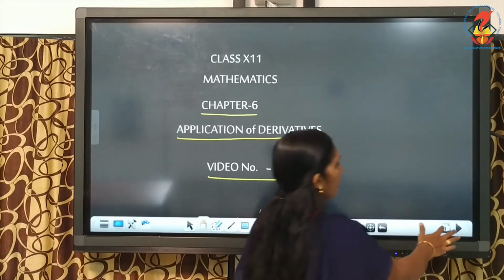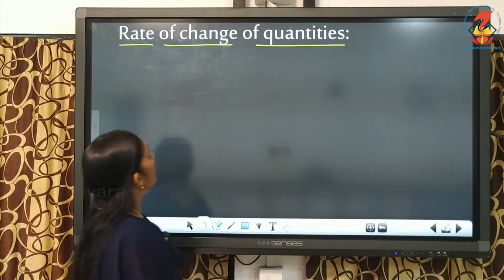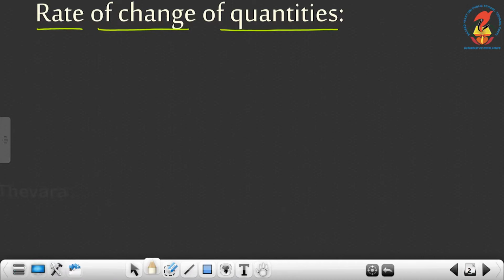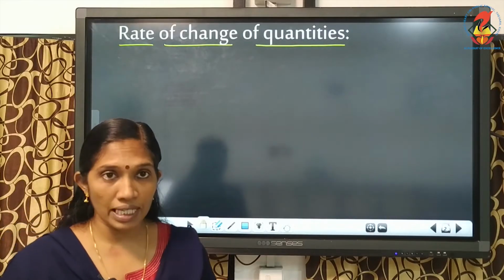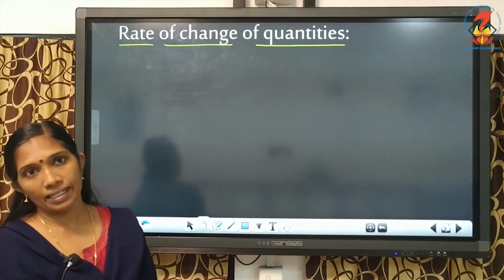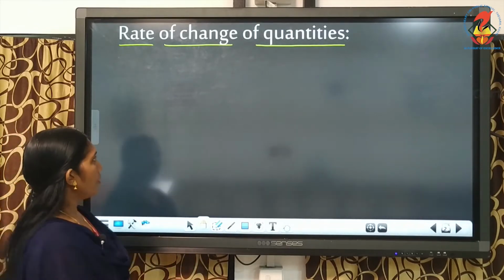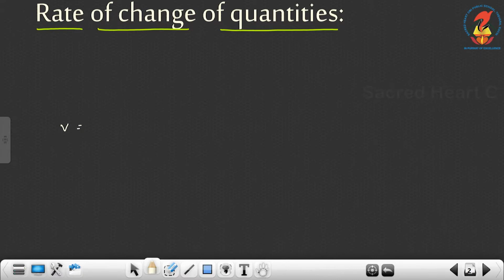The first application is we can use the derivative as rate of change of quantities. In lower classes you have studied velocity and acceleration. What is the definition of velocity? Velocity v is equal to the rate of change of displacement, that is ds by dt. Do you use this notation? Then acceleration a is the rate of change of velocity, that is dv by dt.